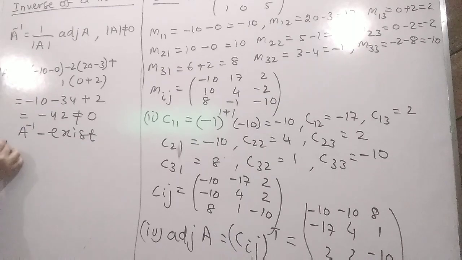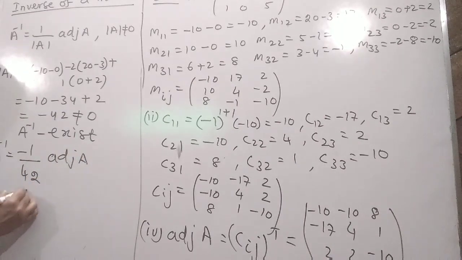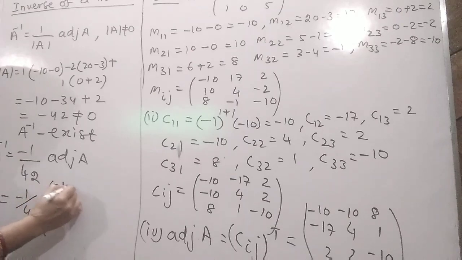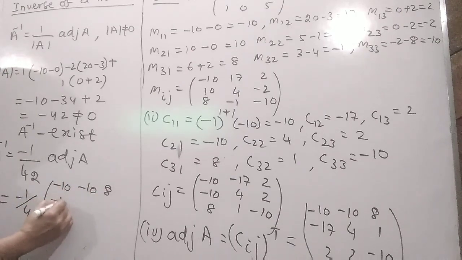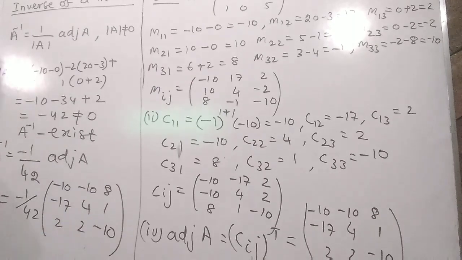Therefore A inverse is equal to minus 1 upon 42 into adjoint of A. We have the adjoint of A, that is equal to minus 1 upon 42 into, no need to open the bracket, minus 10, 8, and then minus 17, 4, 1, then 2, 2, minus 10. Like this, we have to find the minor, cofactor, adjoint, and the inverse of a matrix. Are you clear, everyone? Say yes, no. Yes, ma'am. Yes, write down fast, hurry up.